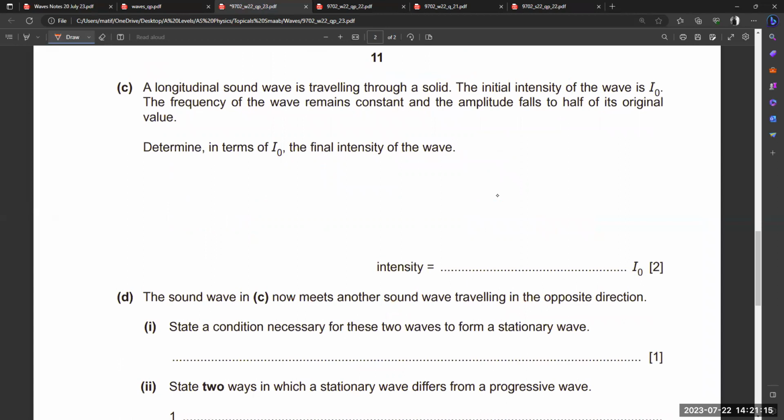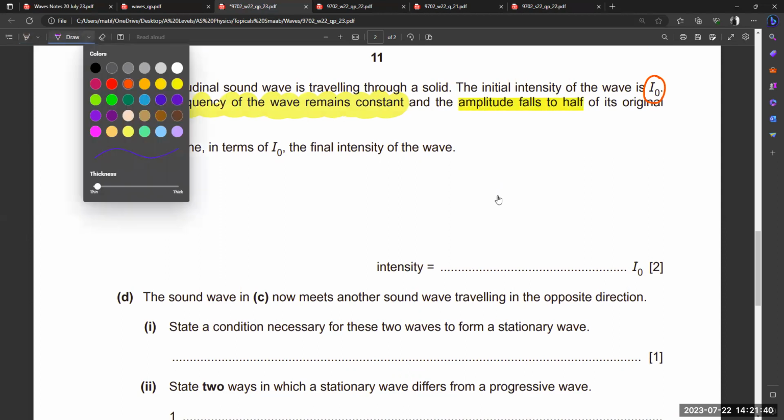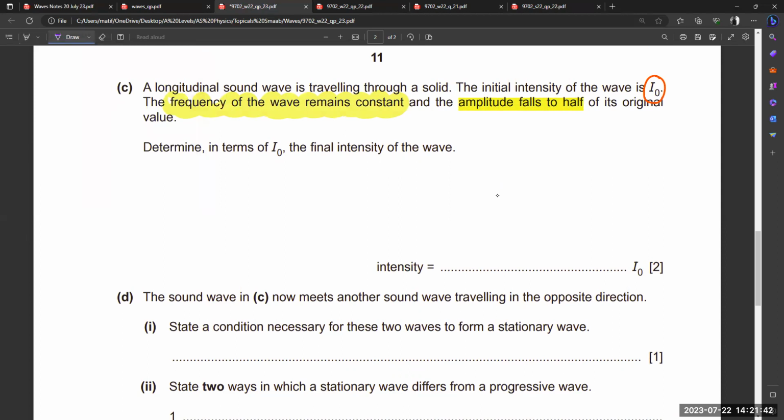A longitudinal sound wave is traveling through a solid. The initial intensity of the wave is I naught, and the frequency of the wave remains constant. Okay, so frequency is constant, and the amplitude falls to half. So the amplitude falls to half of its original value. Determine in terms of I naught the final intensity of the wave. So you need to find out the final intensity.